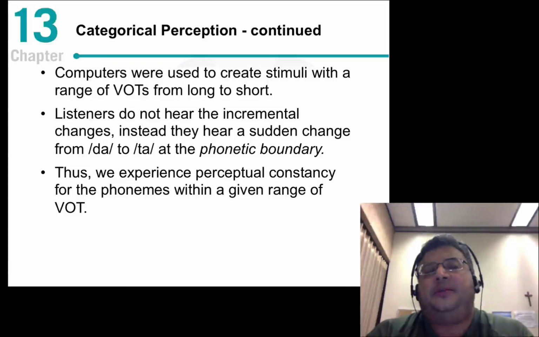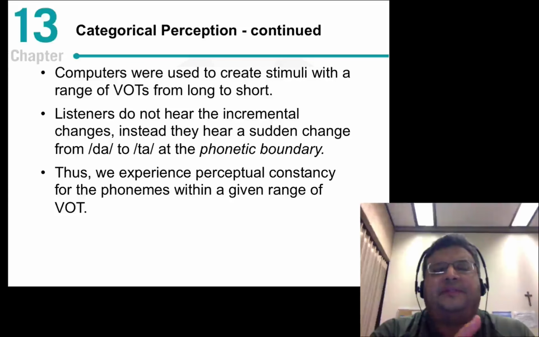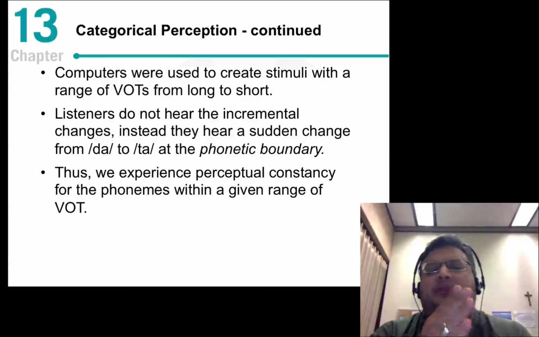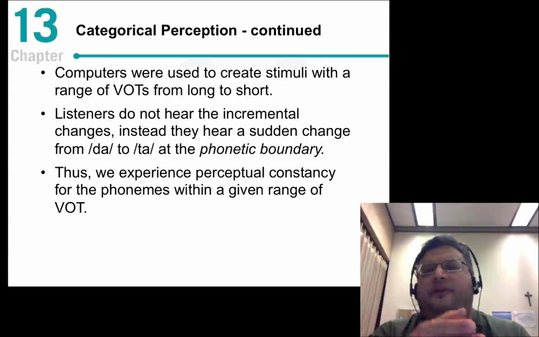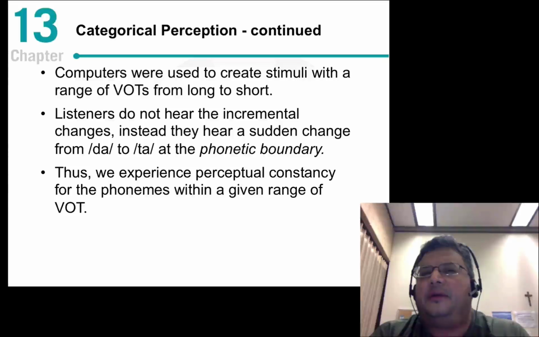What they did in these voice onset time experiments is they used a computer to create fake stimuli. They basically went from da to ta, but instead of going directly from 17 milliseconds for da to 91 milliseconds for ta, they put in a bunch of intermediary voice onset times, say 17, 23, 27, 29, 31, 35, 36 milliseconds. They increased the voice onset time slowly, and they let people listen to these phonemes with the voice onset time getting longer and longer.